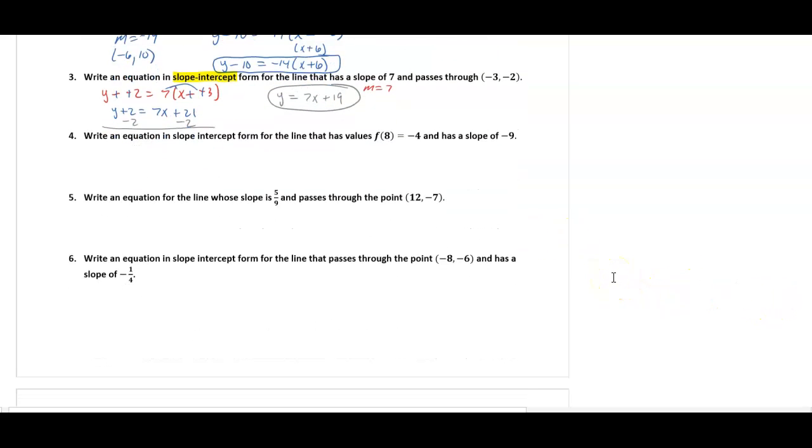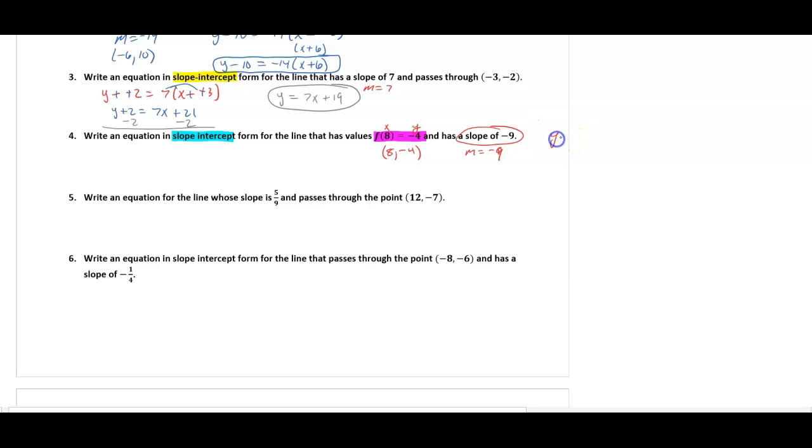All right. Now, number 4. Write the equation in slope-intercept form. So right away, we again notice slope-intercept form. But even more important is you're given the value f of 8 is equal to negative 4. What ordered pair can we gather from this? This is your input x. This is your output y. So 8, negative 4 is the point we have. Now, the slope is negative 9, so m is negative 9.